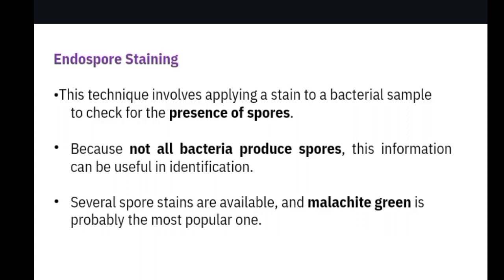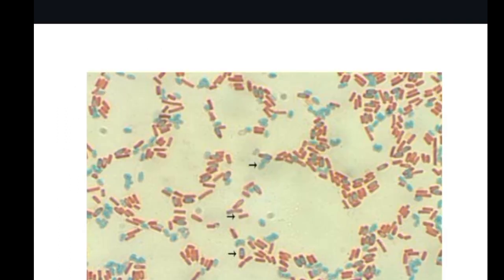After gram staining, another important staining technique is endospore staining. This technique involves applying a stain to a bacterial sample to check for the presence of a spore. Because not all bacteria produce spores, this information can be useful in identification. Several spore stains are available, and Malachite green is probably the most popular one, which we use in endospore staining for the identification of whether a microbe is an endospore-producing bacteria or not. Here is the diagram.